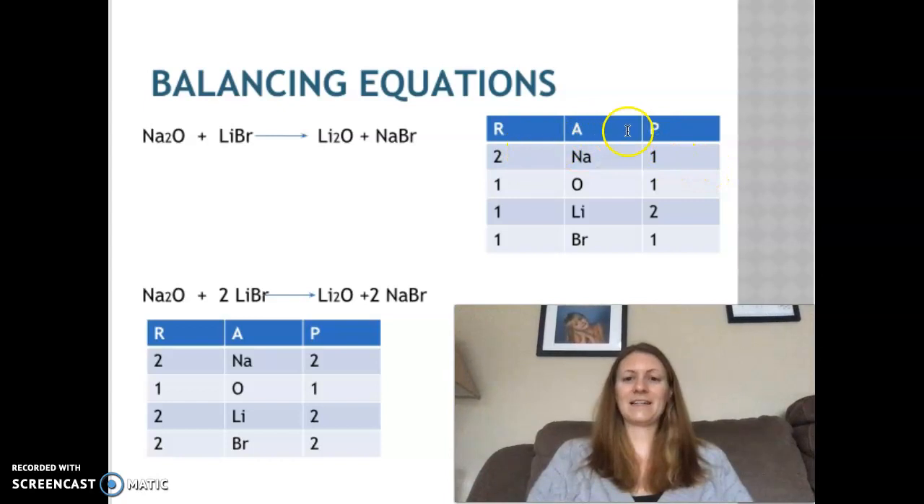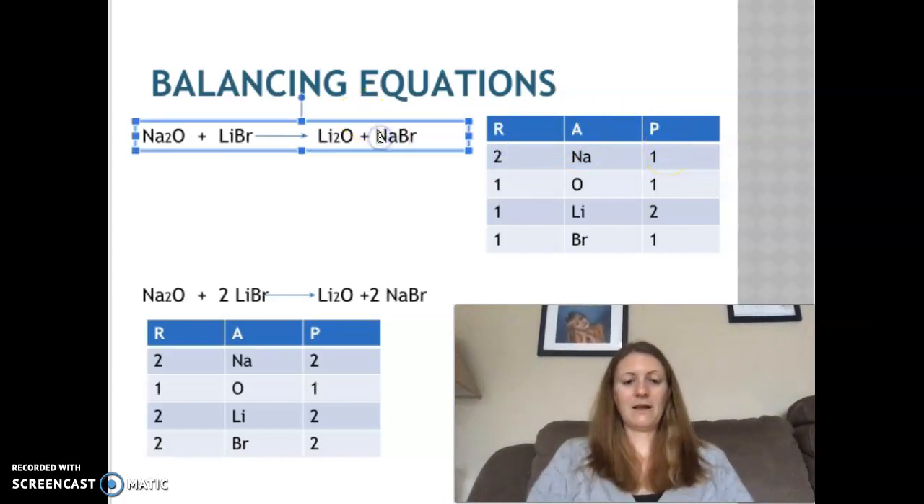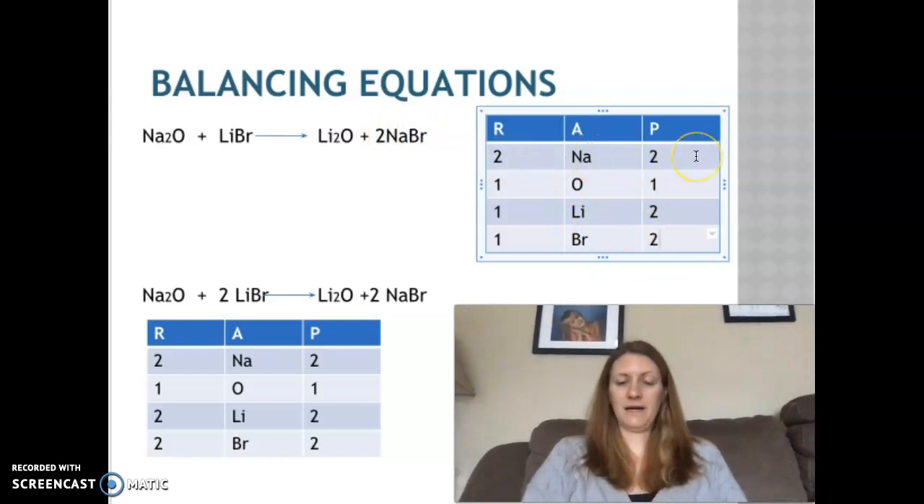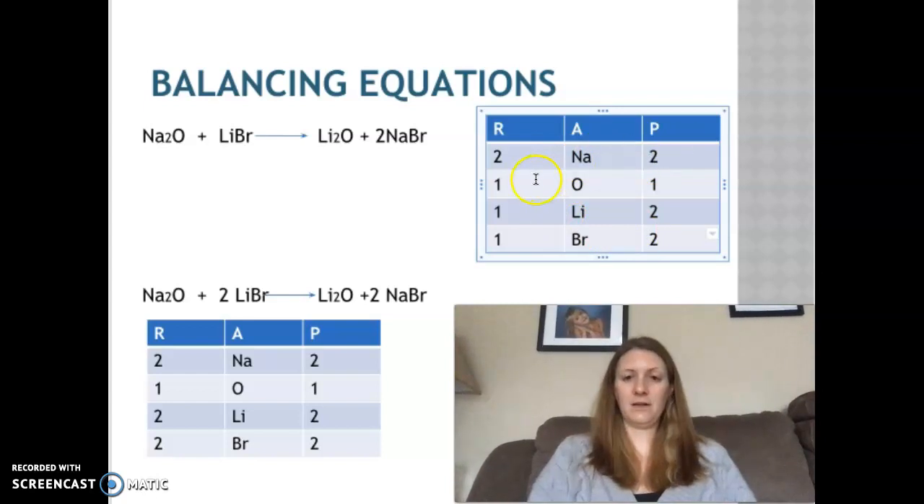So since Na has 2 on the reactant side and 1 on the product side, that means I would want to add a 2 here. That way, this 1 becomes a 2. But because I put a 2 here, it also applies to the Br, so I also have to switch this to a 2. So now my sodiums match, and I can look at the next element.